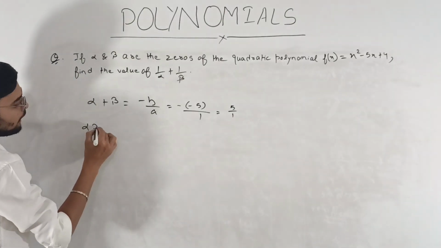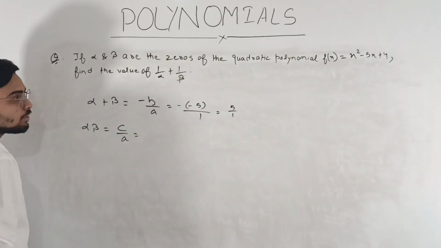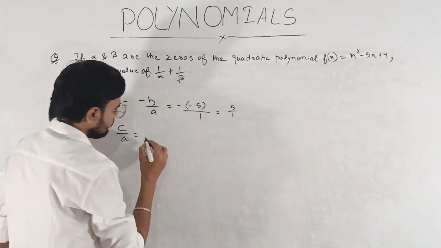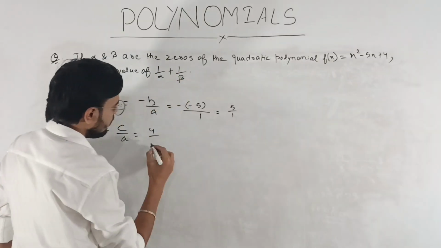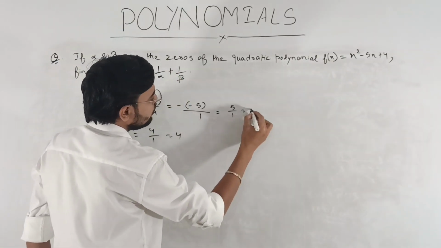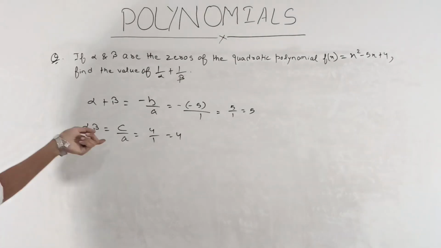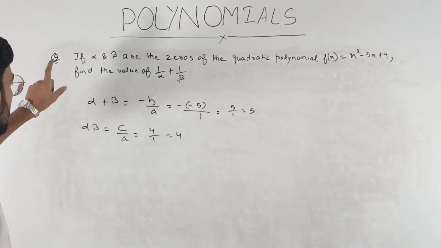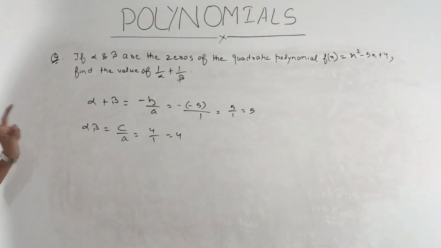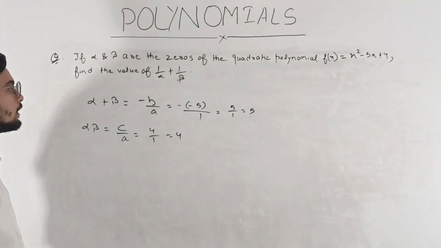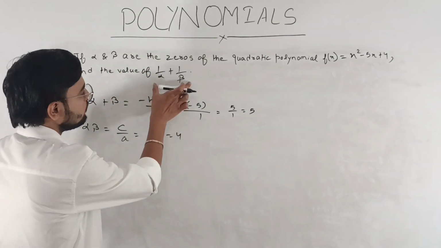Okay. Now second, product of roots, alpha beta is equal to c upon a. C means constant term. Constant term is 4, and a means coefficient of x square. Coefficient of x square is 1. So alpha beta is equal to 4 and alpha plus beta is equal to 5. Now we have alpha plus beta and alpha beta. Whenever I see alpha beta as zeros of a polynomial, first I find alpha plus beta and alpha beta. Now I read the next part of the question. The question is, find the value of 1 upon alpha and 1 upon beta. The question is asking for the value of these.